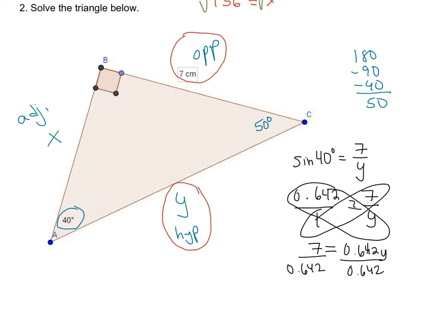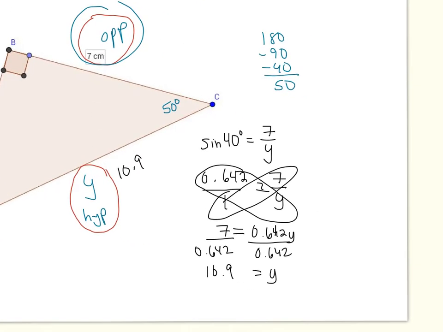So I get 10.9. So the length of the hypotenuse is 10.9. So that side is 10.9. So now to solve it, I just have to find the adjacent, and I could do that any way I want. I'm going to go ahead and use this opposite side again, and of course I'll use the adjacent. So opposite and adjacent is our tan ratio.